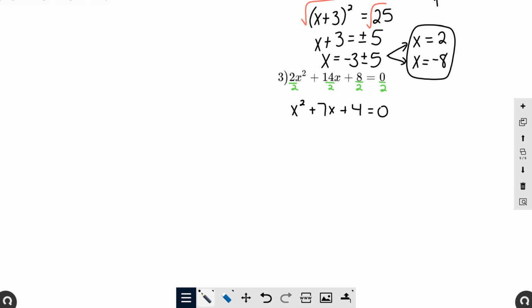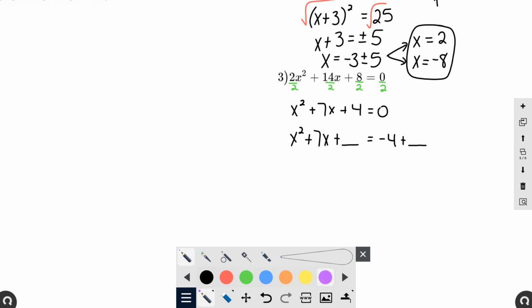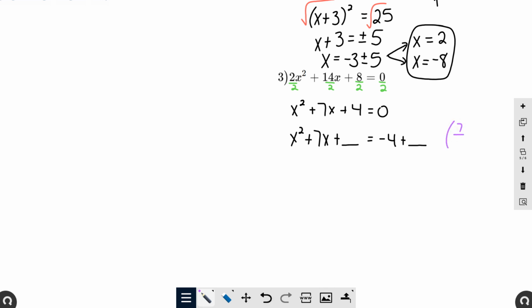Now, what's step 2? Minus the 4. You got to move c to the other side. And then go ahead and put in your plus blank. Now, step 3. B over 2 squared.